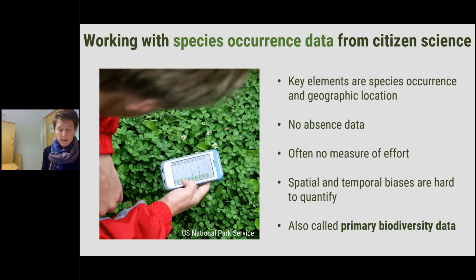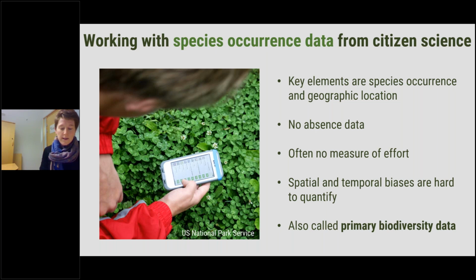The data are typically collected opportunistically, not through any kind of structured design, and there's typically no absence or non-detection measures. And a closely related point is that there's generally little to no measure of observer effort, so absences can't be inferred. So you don't know, essentially, if there are areas that have no observations or spots where the species is not present, or just places where people haven't looked for it.